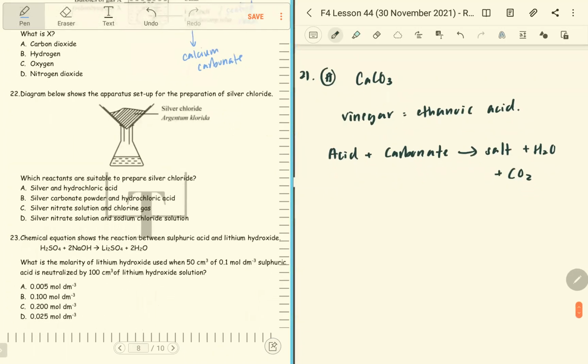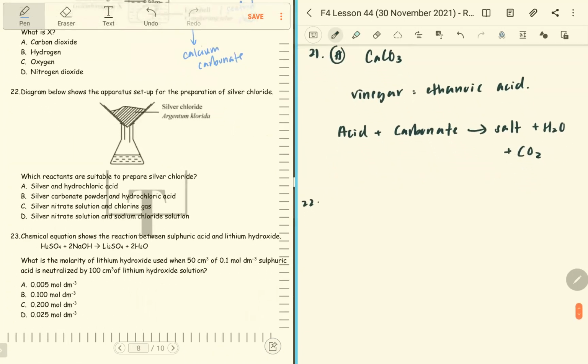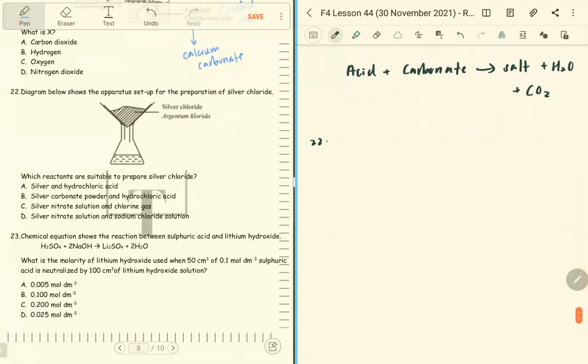Number 22. Which reactants are suitable to prepare silver chloride? When it comes to preparation of salt, we first have to know whether it's soluble or not. Silver chloride is AgCl. To know whether it's soluble, you use copacmer, because chloride uses copacmer. And we know that Ag is inside, so this one is insoluble.